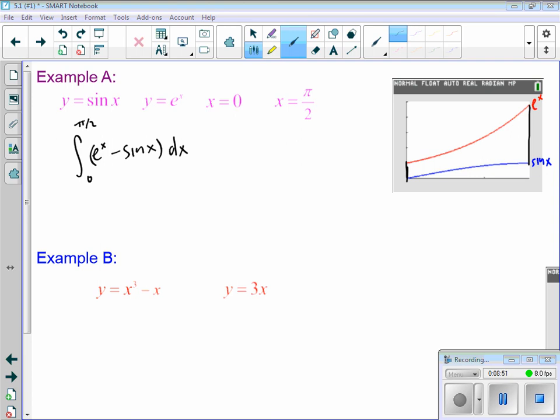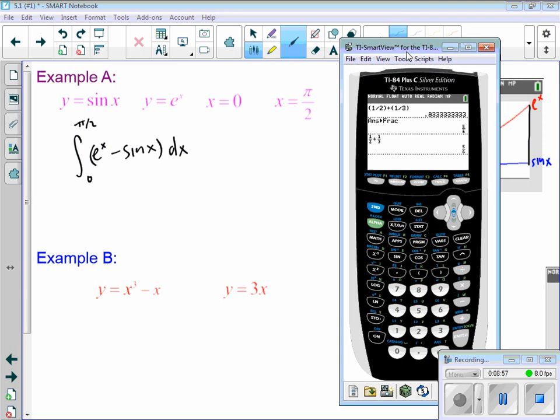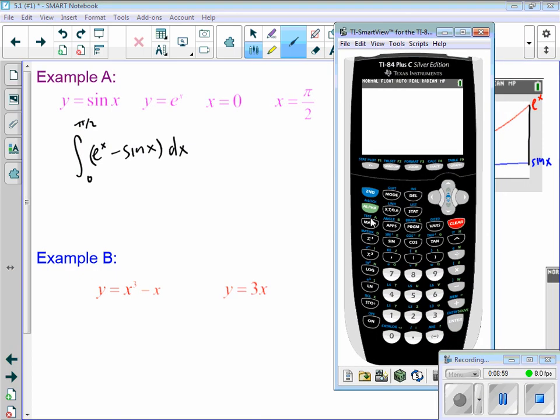You can go to your graph and have it shade it. That works too. But the easier way to do it here is to go math and then go down to the integral, which is 9 on mine. And then you can go from 0 up to pi over 2. And then you put your equations in.